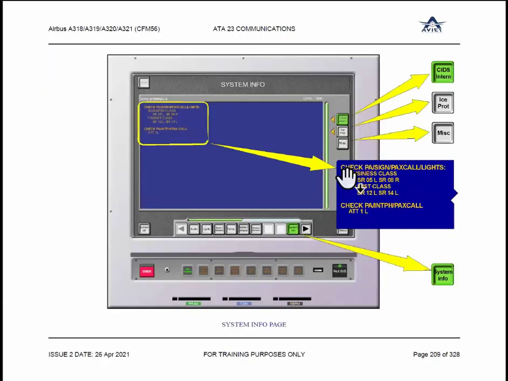The system information page will tell you about faulty status. So wherever the fault is in the system, it will show you. Check passenger address sign, PAX call lights on seat, business class seat number this, tourist class seat number this. Check interphone PA, passenger call, attendant one light.